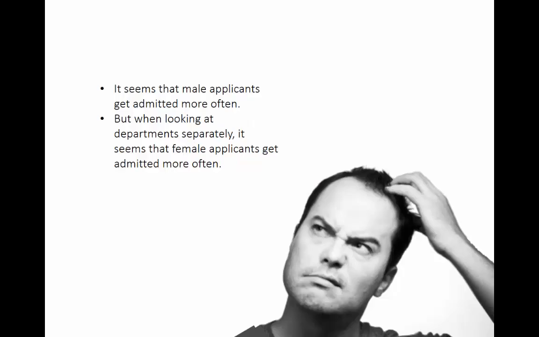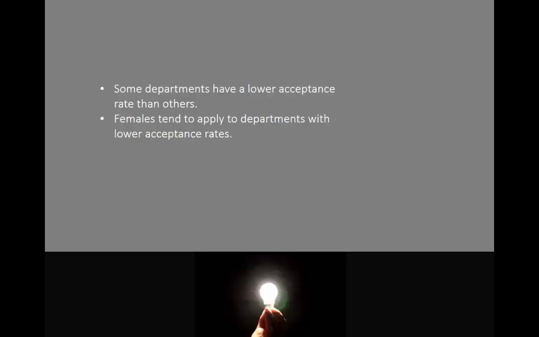The puzzle or paradox here is that it seems male applicants get admitted more often, but when looking at departments separately, it seems female applicants get admitted more often. What is the solution for this paradox? It's an omitted variable, a third factor that we didn't consider. The third factor is that some departments have lower acceptance rates than others, and females, at least in 1973, tended to apply more often to these departments with lower acceptance rates.